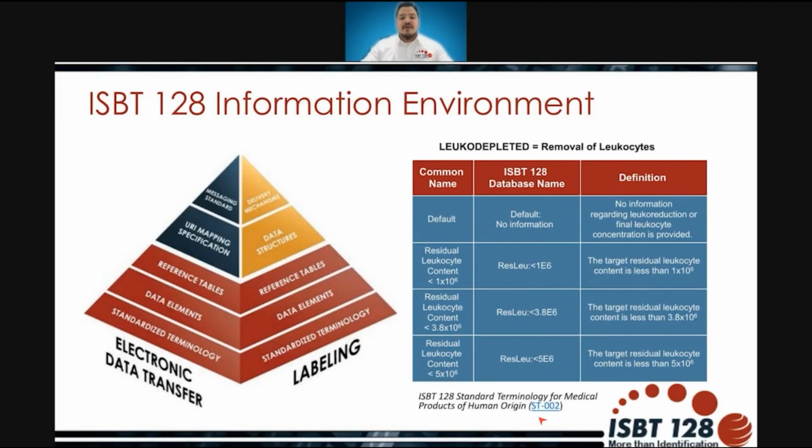Now, here are just a few examples from this table as far as their values and descriptions. The complete list can be found within our ISBT 128 standard terminology document for medical products of human origin, or ST002, which is a core document and will be referenced many times throughout our standard. Before we continue, not only will we be talking about standardized terminology, but a little bit later we'll talk about data elements, reference tables, and data structures.